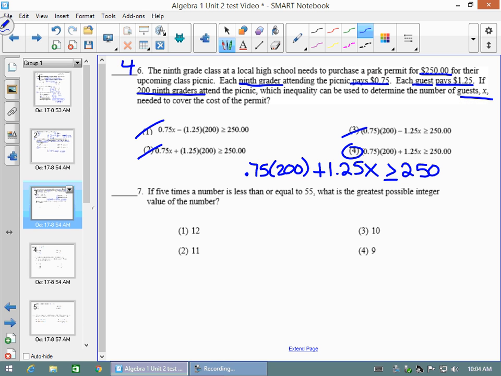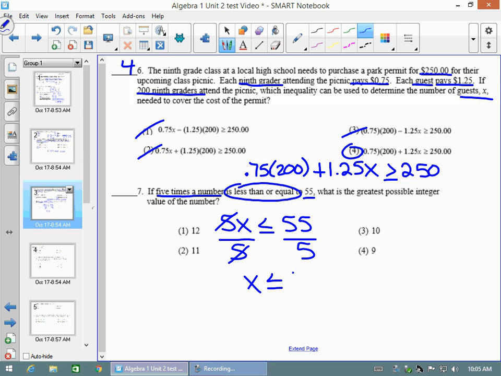Question 7. If 5 times a number is less than or equal to 55, what is the greatest possible integer value of the number? So let's first write this out as an inequality. 5 times a number, let's let x be the number. So 5x is less than or equal to 55. Okay, so I'm going to divide by 5, divide by 5. I get x is less than or equal to 11.